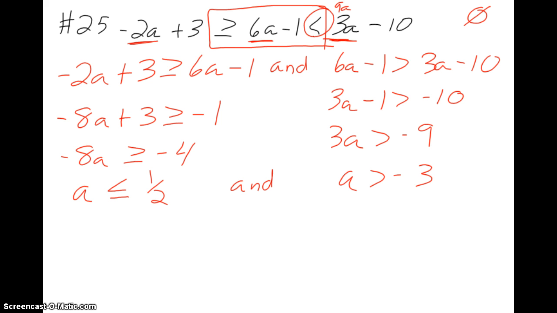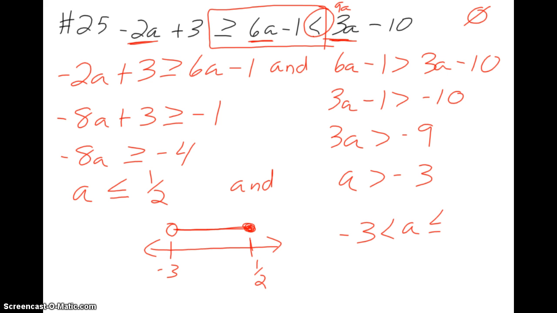All right, so now what I have is a line at negative 3. It's an open circle going to the right, and over here at 1/2, it is a closed circle going to the left, so I end up with what is between those two. So in set notation, it would be negative 3 less than a less than or equal to 1/2. That would be the notation, and then that would be the graph. Whew, finally made it through that one.